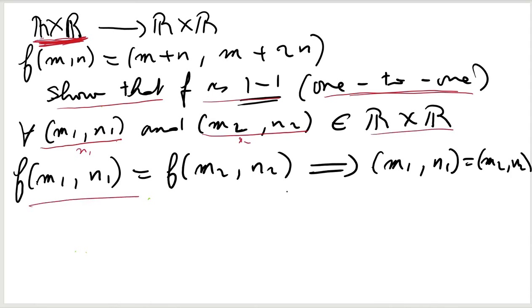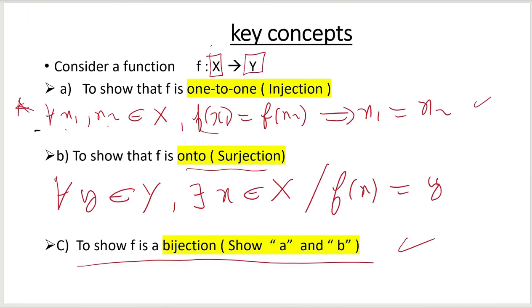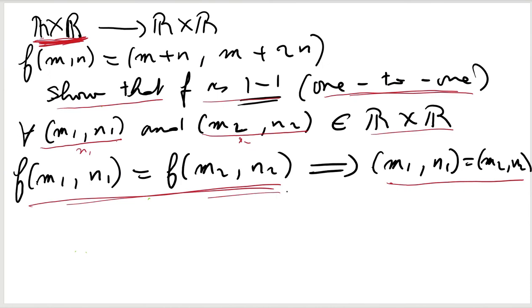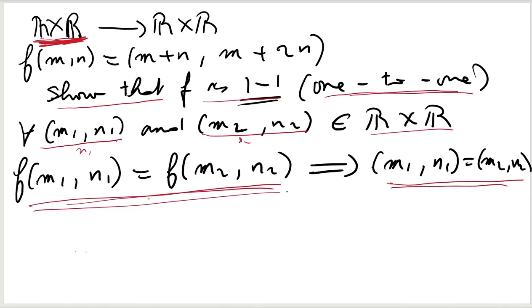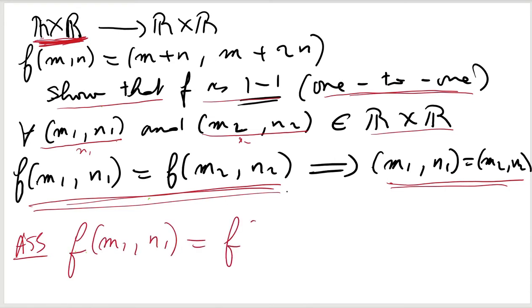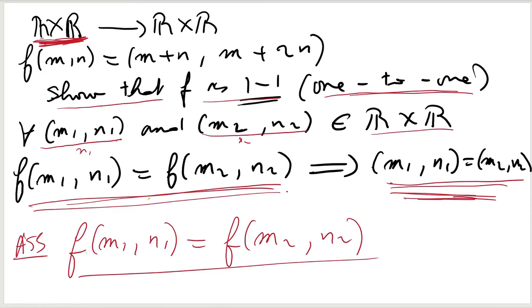if we have f of x1 equal to f of x2, this implies x1 equal to x2. So it's just like in this definition, this part is what we have here, and the last part is what we have here, right? So to prove that, you assume f of m1 n1 equal to f of m2 n2, and you must show this part. So you assume this to be a true fact, and you try to show this.